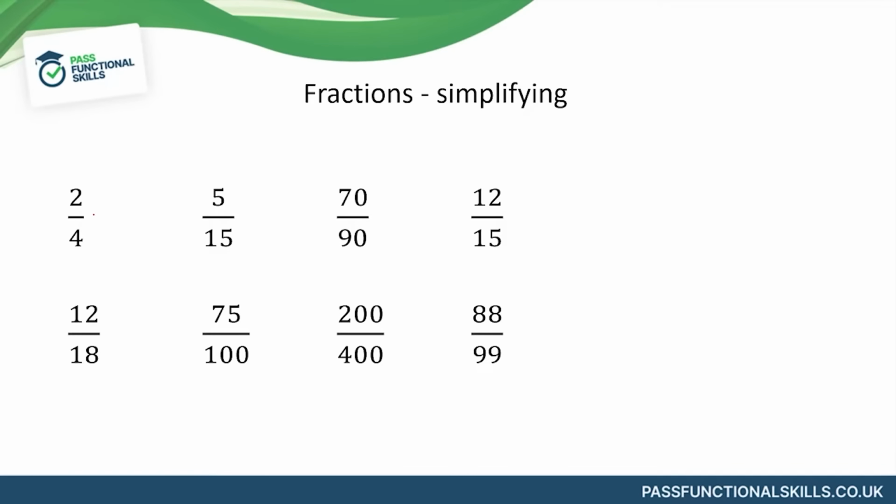We just need to look at the numbers and think, right, what can we divide them both by? Well, these are both even numbers, so we can divide them both by 2. If you divide the top number by 2, we get 1. If you divide the bottom number by 2, you get 2.